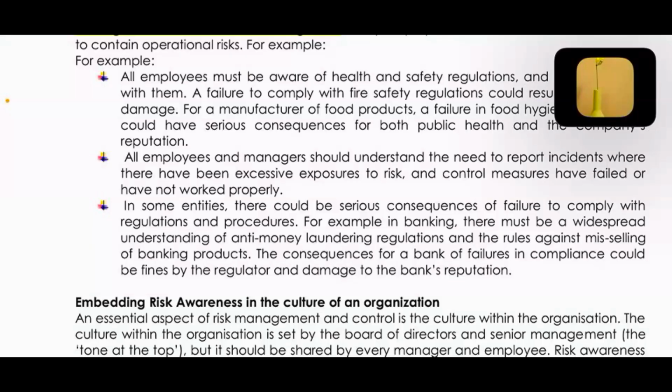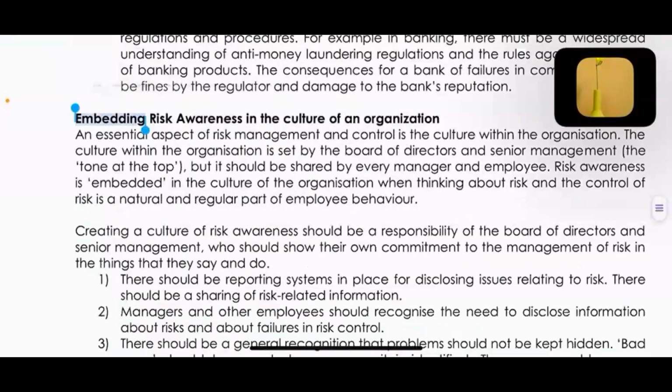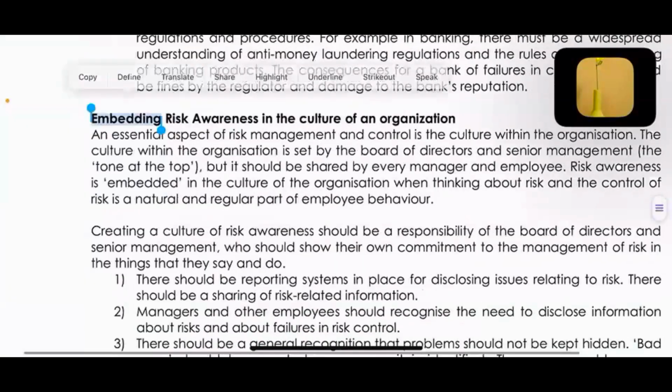And also in some entities, there can be serious consequences for not complying with regulations and procedures. For example, in banking, money laundering is a very serious thing. No matter how much access to information you get, it does not mean that you will now go aside and be disclosing all the information privy to you. So these are examples of how you can manage your operational risks so that they don't become strategic risks. Now, the major subhead, and this is where exam questions come from, is embedding risks in an organization.